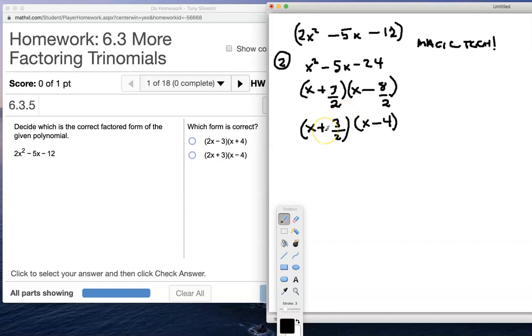Now, after simplifying those fractions, if you still have a fraction, what you're going to do is take the denominator, put it in front of the x term, and then you're done.